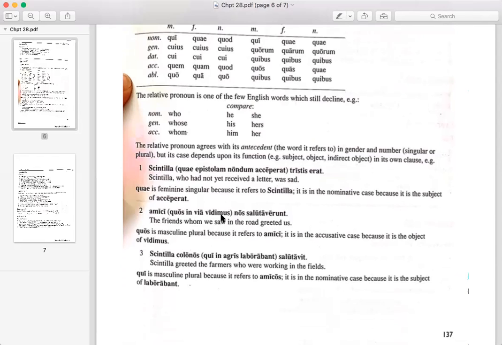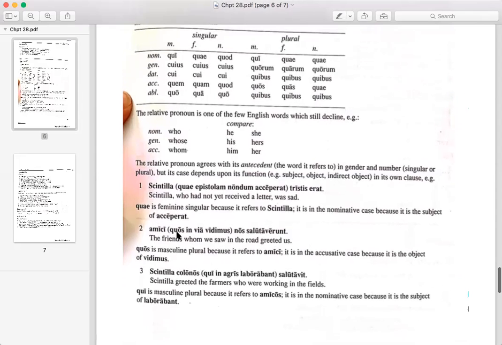So quos is going to be the same gender and number as the noun that it refers to, which in this case is going to be amici. So quos is going to be masculine and singular. I'm sorry, it's going to be masculine and plural because it's more than one friend, which you can see here in the chart, quos, accusative, masculine, plural.